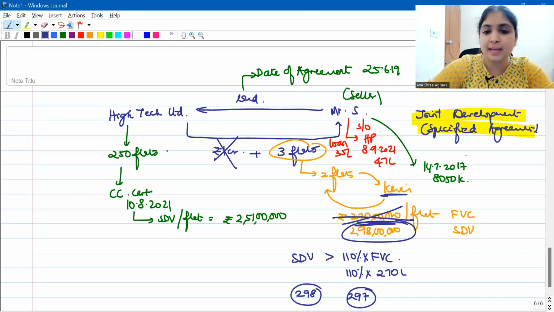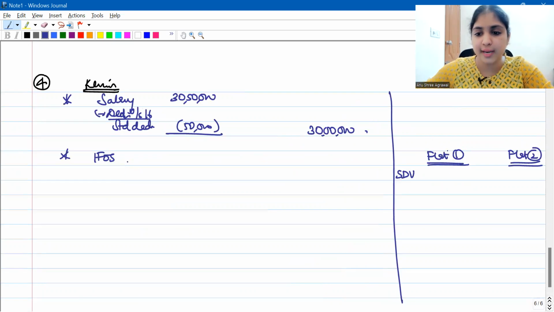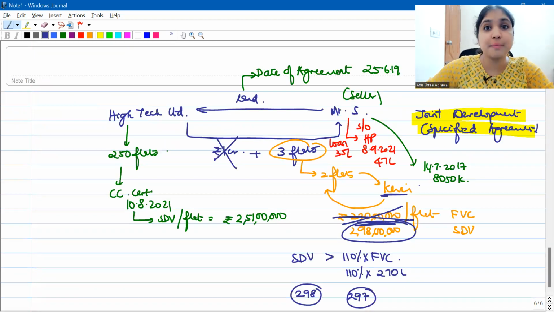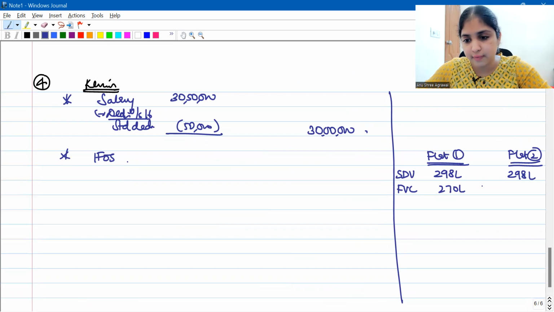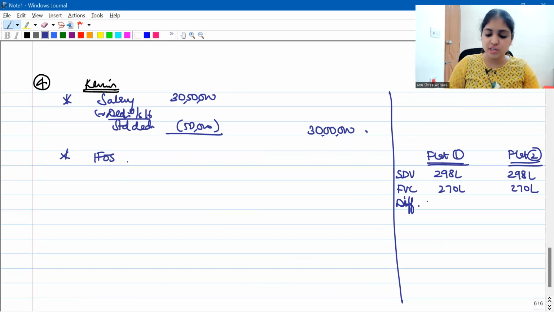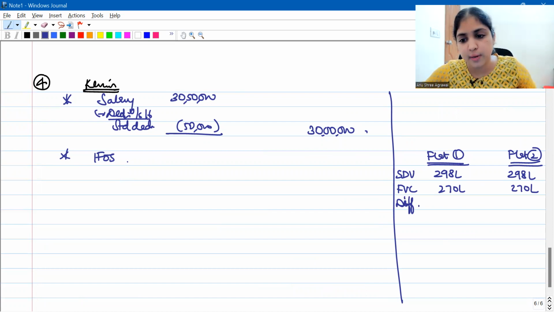SDV of each flat. When Kevin received the flats, SDV was 2 crore 98 lakhs. Then what is the full value consideration number? How much did he pay? He paid per flat only 2 crore 70 lakhs. So what is the difference? What is the shortfall? How much lesser did he pay? He paid 28 lakh lesser for each property.